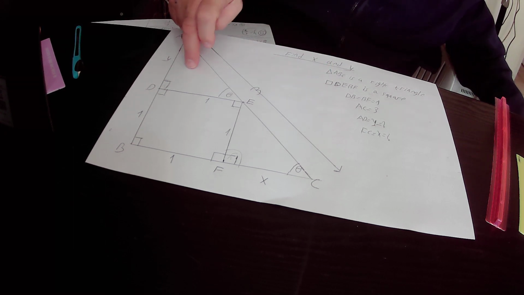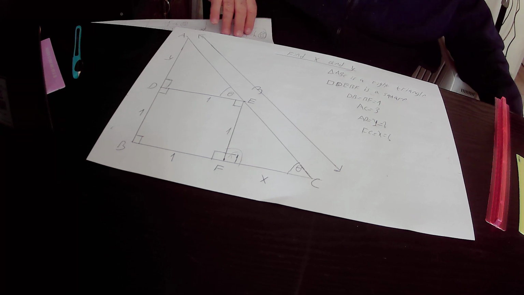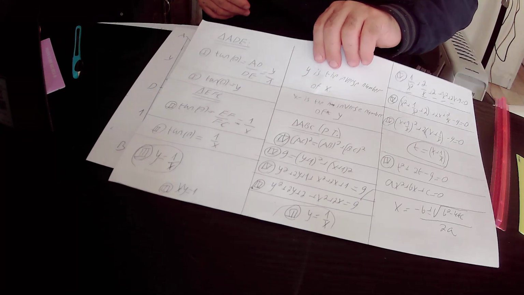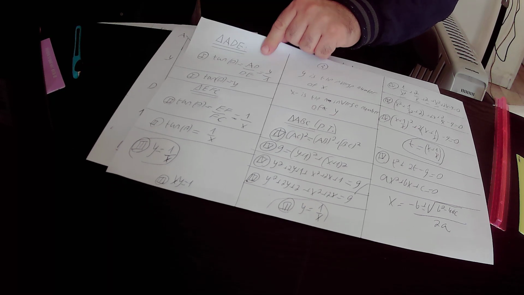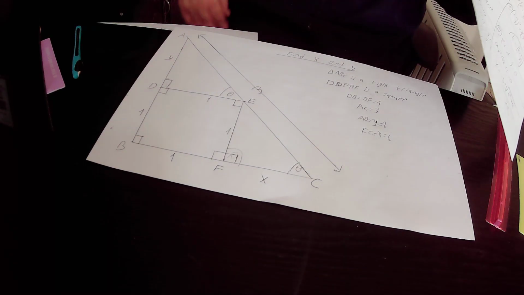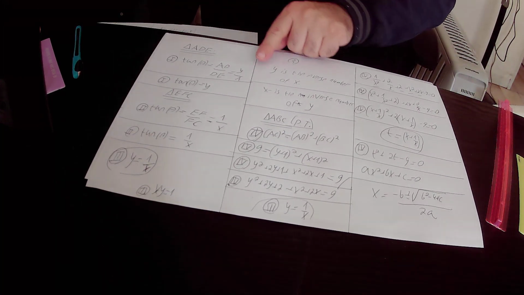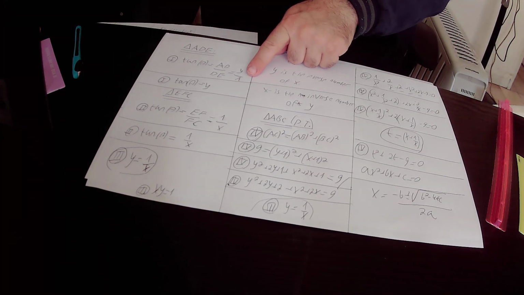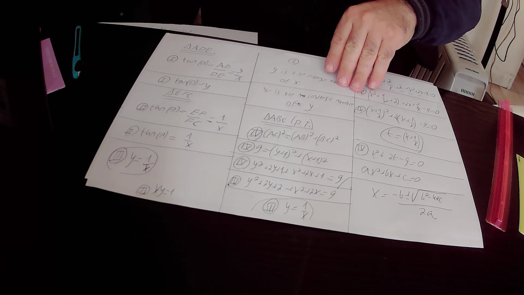Then we focus on the right triangle ADE. Here we know that tangent theta equals AD over DE. In the right triangle ADE, according to equation number 1, tangent theta equals AD over DE. AD equals Y, DE equals 1. So in conclusion, we found that tangent theta equals Y according to equation number 1.